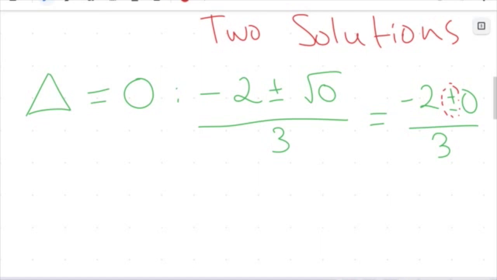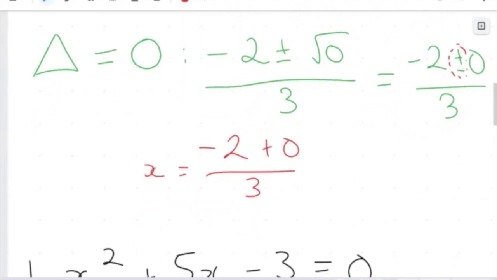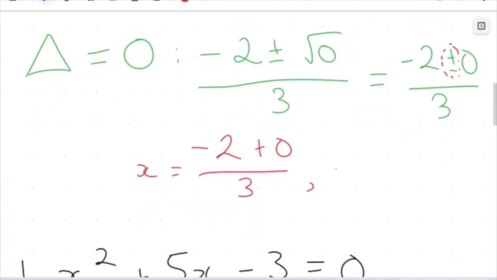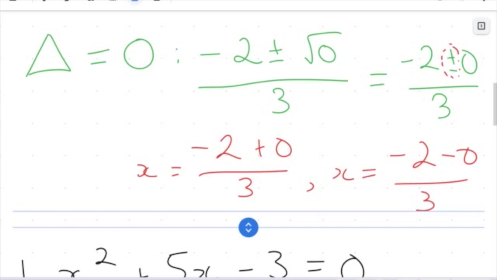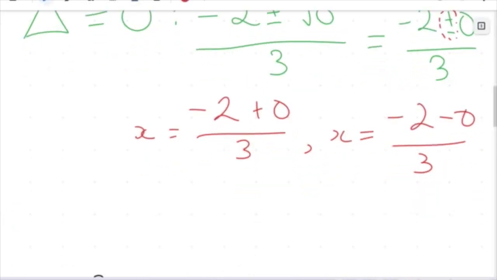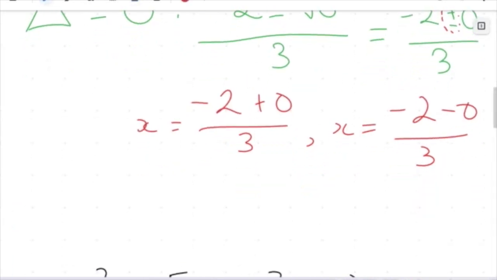Now let's take a closer look at this. Whether we have -2 plus 0 over 3, or -2 minus 0 over 3, we're always going to get the same answer. -2 plus 0 is going to be -2, and that's going to be over 3.